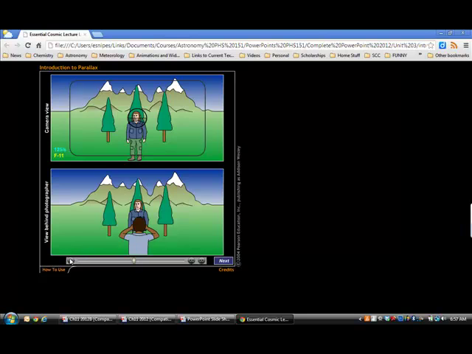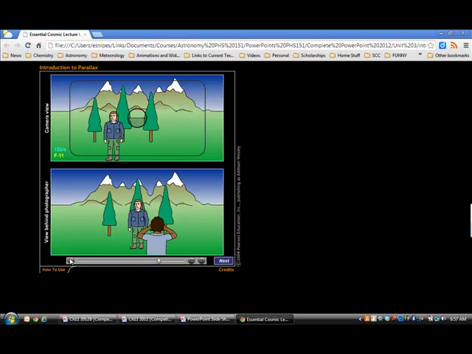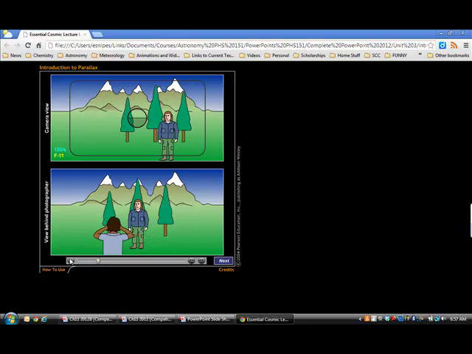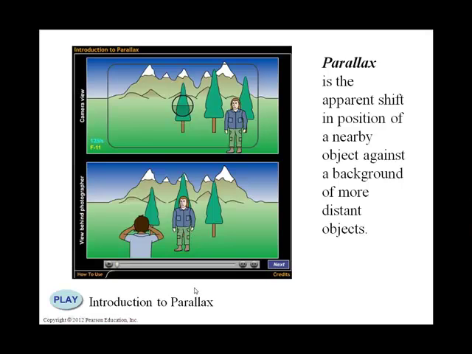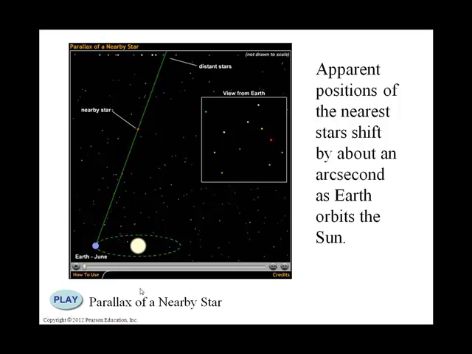So I'm going to go ahead and let him proceed from left to right. And notice that the relative position of the guy and the trees is changing against the background. But notice that these two faraway mountain ranges don't change. And so only if an object is relatively close does it change against background objects. That's parallax.